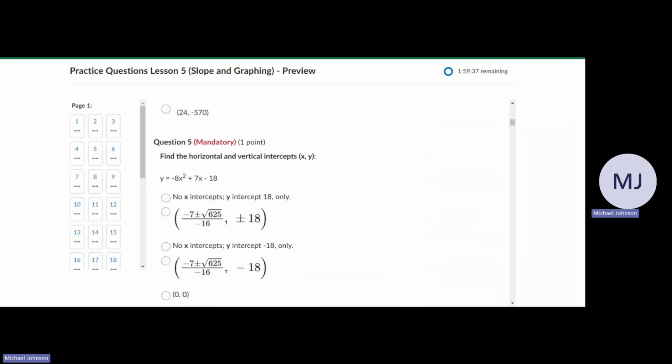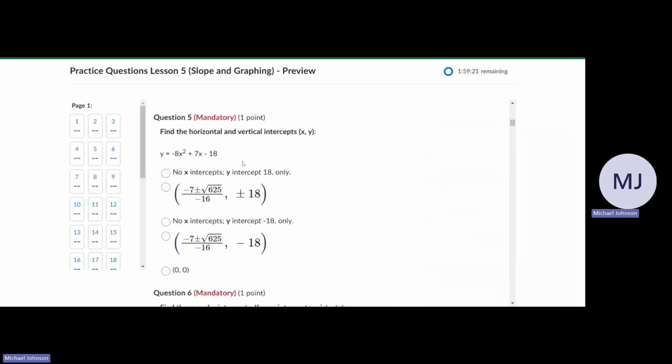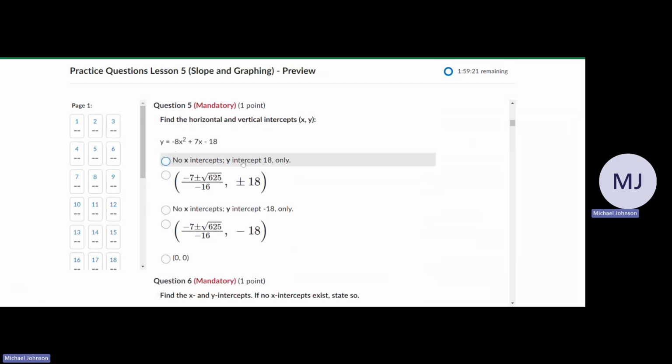Horizontal and vertical intercepts. To find the vertical intercept, you got to set x equal to 0. If you want to find the horizontal intercept, you got to set y equal to 0. So yeah, to find the y-intercept, set x equal to 0. To find the x-intercept, set y equal to 0.